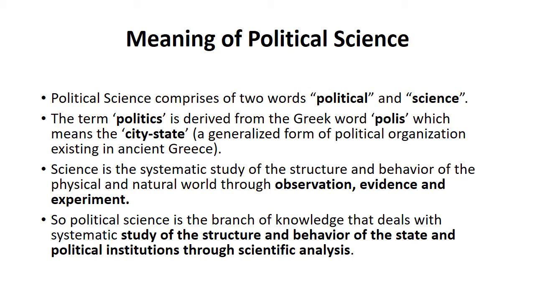But this type of study is done through scientific analysis. When we say that this study is done through scientific analysis, that means it has to be done through observation, it has to be done through experiment, and there has to be some sort of evidence to it. So this is the meaning of political science.